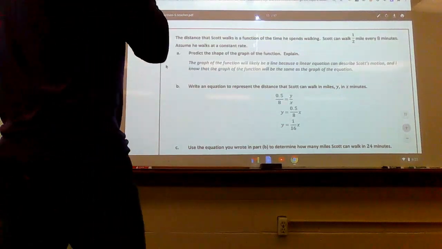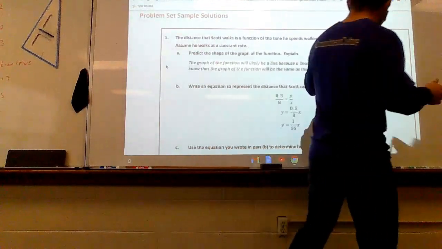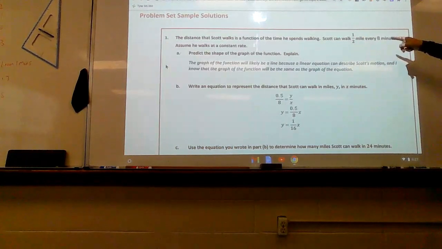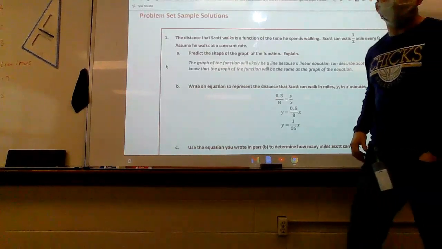Lesson 5. Your graph shows you your X's and your Y's. Okay? So for this case, my miles per hour or miles per minute, Y divided by X, you physically need to divide 1/2 by 8. That's how I'm getting my Y equals 1/16 X.